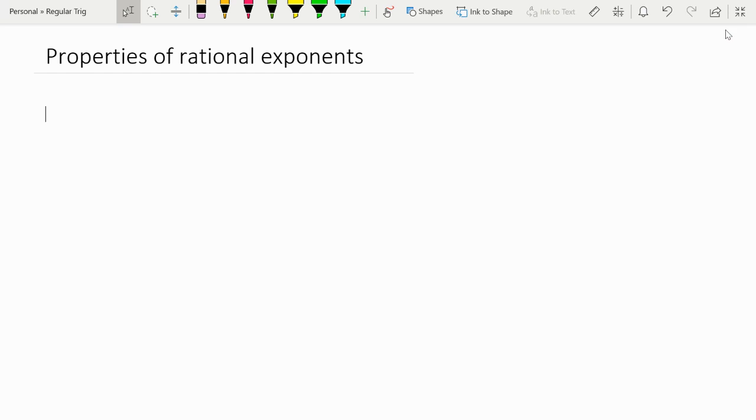All right, guys. So, properties of rational exponents. This is going to be very similar to what we were doing the last two videos. What we were doing in the last videos were properties of regular exponents, so whole numbers. Now, when we have rational exponents, the exponents are going to be in fraction form. Okay. So let's look at example one.